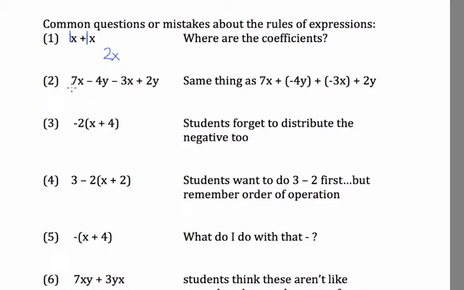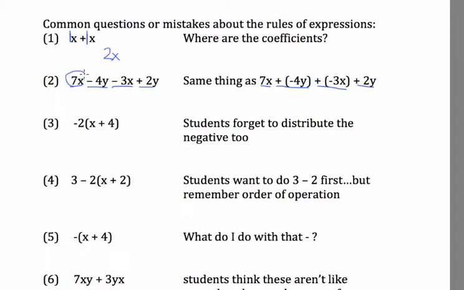Number 2, 7x minus 4y minus 3x plus 2y. When you do this problem, this is the same exact thing as adding negatives. When you subtract 4y, that's the same thing as adding a negative 4y. If those can be interchangeable in your head when you do these, it will help. So 7x minus 4y, or plus negative 4y, same thing, minus 3x, plus negative 3x, same thing, plus 2y. You look for your like terms and you collect like terms.